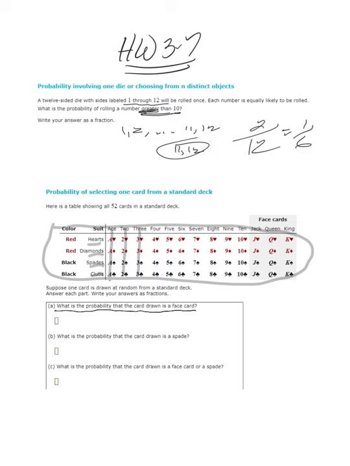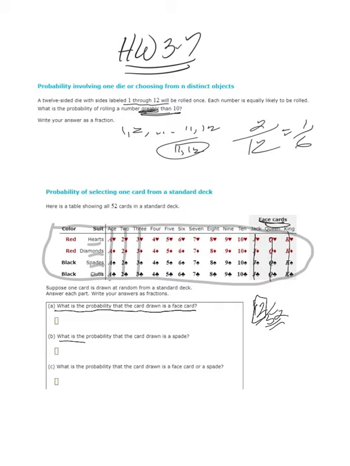Okay, so here we are. We have the face cards over here. It looks like there are 12 of them. So you'd have a 12 out of 52 chance of getting a face card. 52 total cards, 12 of them are face cards. 12 out of 52 chance. You can leave it like that, or you could reduce it.